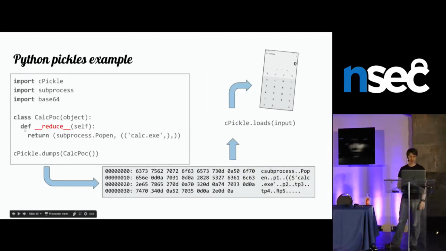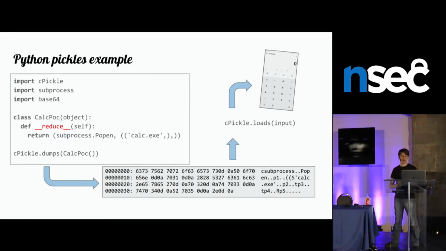So here we have a basic example. A class calling calc.exe, and the remote application doesn't even need to have this class in its application. We'll serialize this class, and the reduce method, as we can see, contains the code that we want to execute. In this case, it's creating a process. And in the hex dump of the serialized version, we can see that the code of the reduce method is also bundled. So this is probably the easiest way to exploit serialization, because we don't need to, yes?